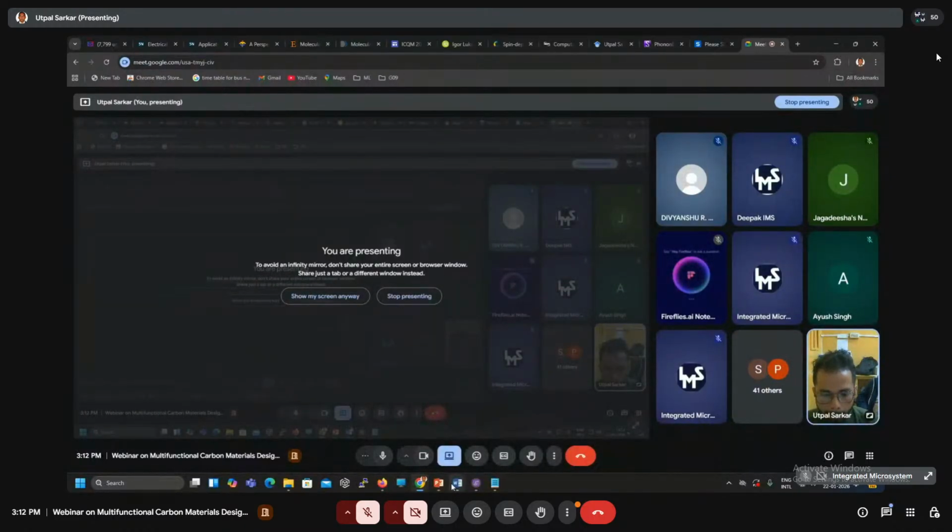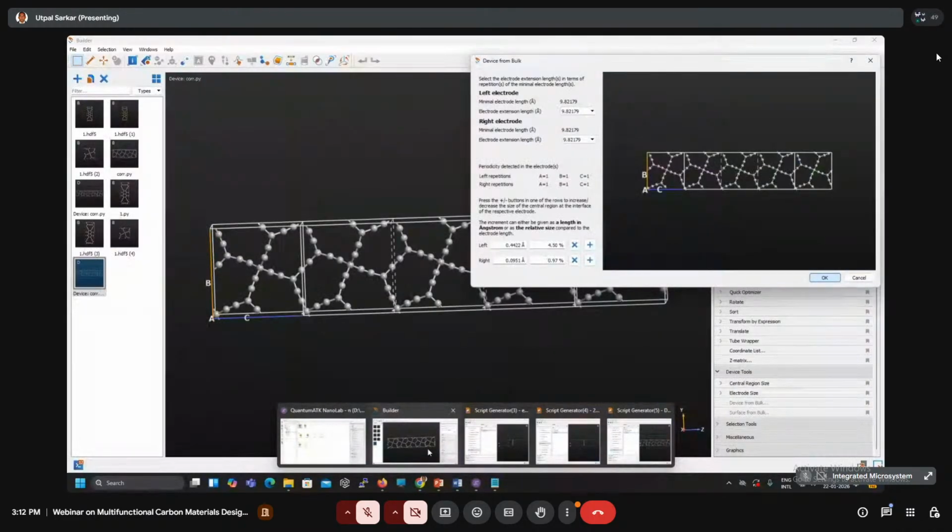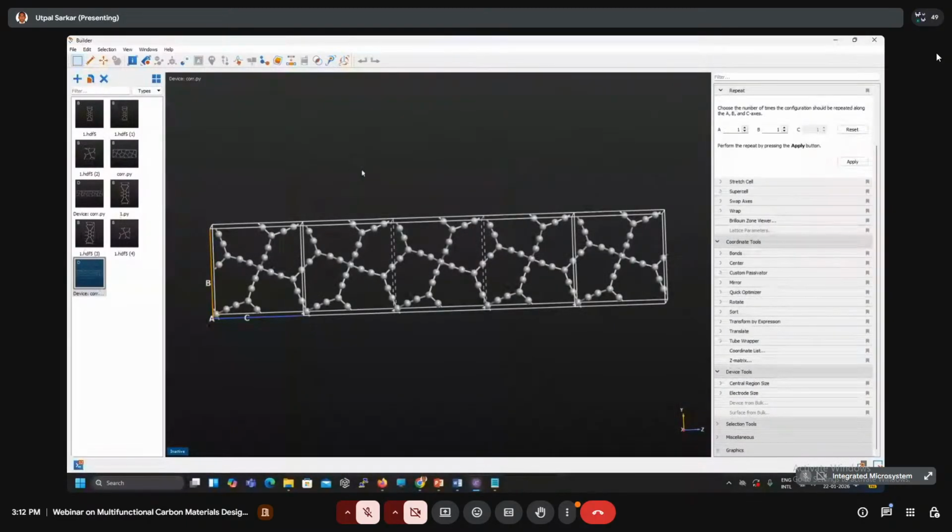Now here I will demonstrate the various properties for various applications. Basically, here I will show two applications. One is battery and another is thermoelectric materials. So we will start with our battery work, which I have published in JPCC. Basically I will show the results and discussion section.